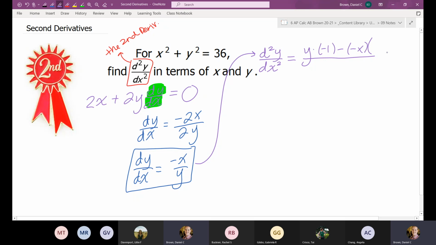The derivative of the bottom, the derivative of y, is 1. I had a y, I wish it was an x. Draw a line down below, the bottom squared will go. And again, that's coming from the quotient rule.